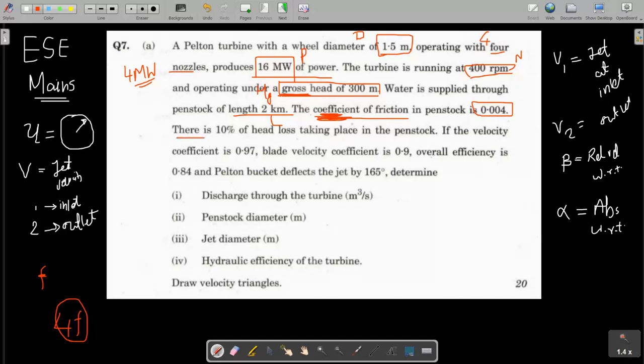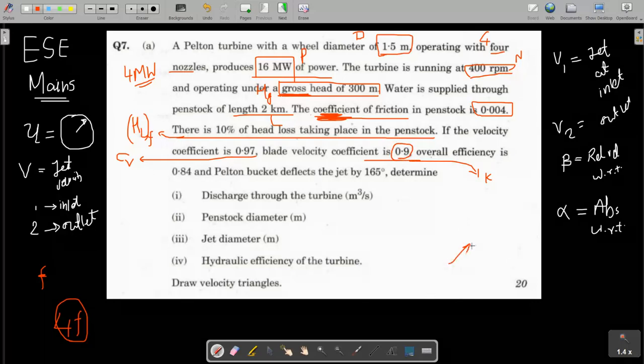And there is 10% head loss taking place in the penstock. So head loss due to friction is given to us as 10%. The velocity coefficient 0.97, that is Cv, is given to us, and the blade velocity coefficient, that means k, is 0.9. What is the meaning of this? It concerns the relative velocity entering the blade.